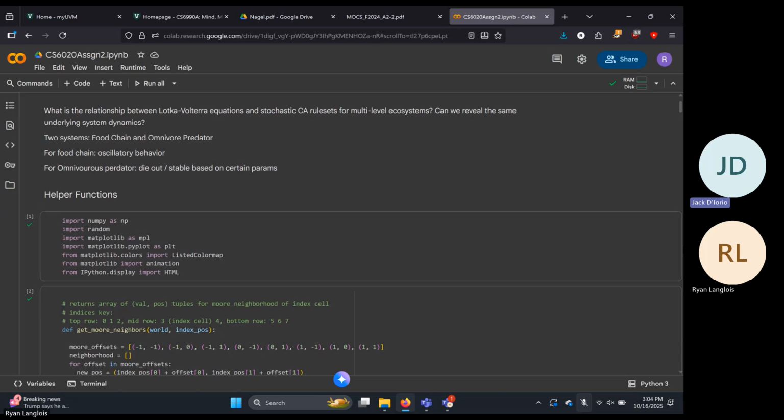Food chain is exactly what it sounds like. You have three trophic levels which prey on each other, and then the omnivore predator is like grass, rabbits, and foxes, but the foxes can eat grass and rabbits. Rabbits can only eat grass.